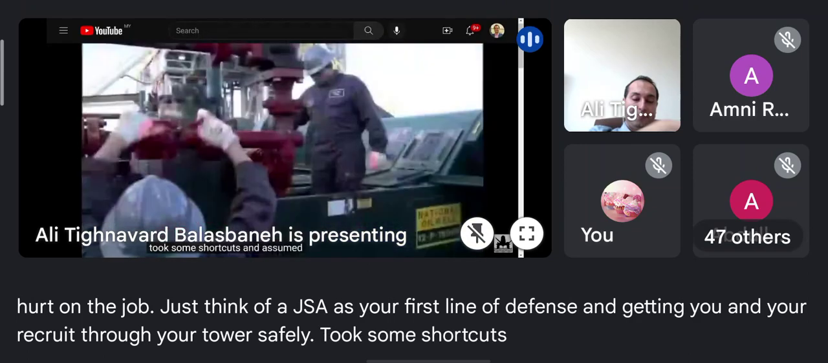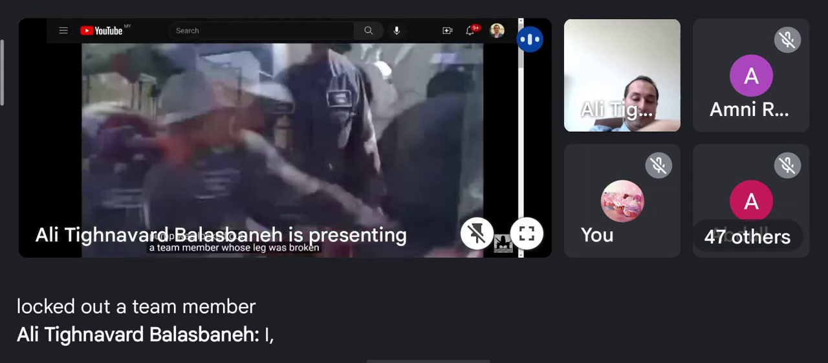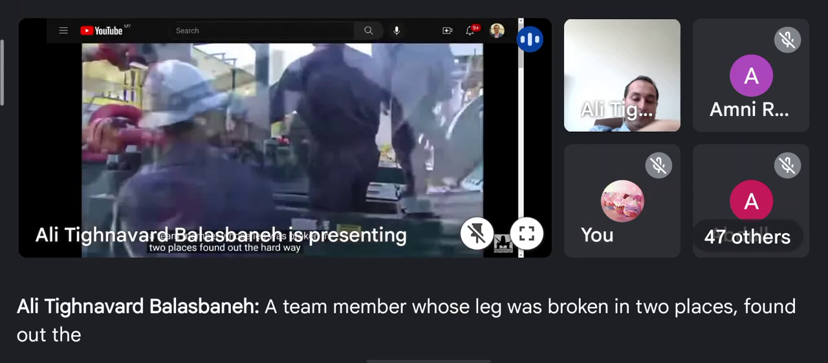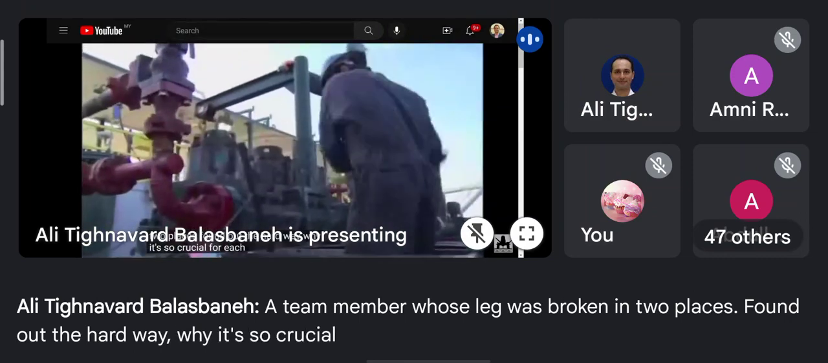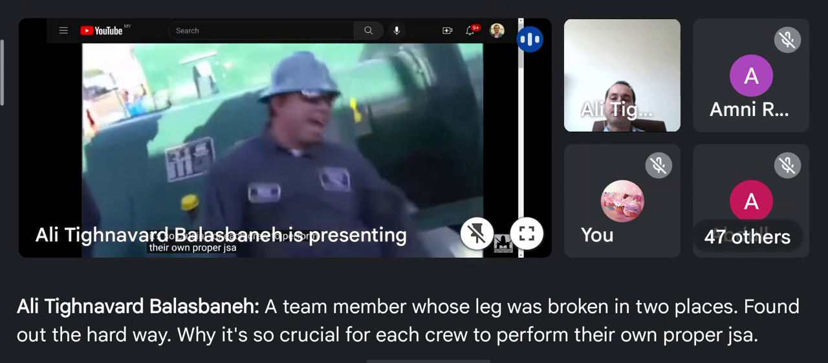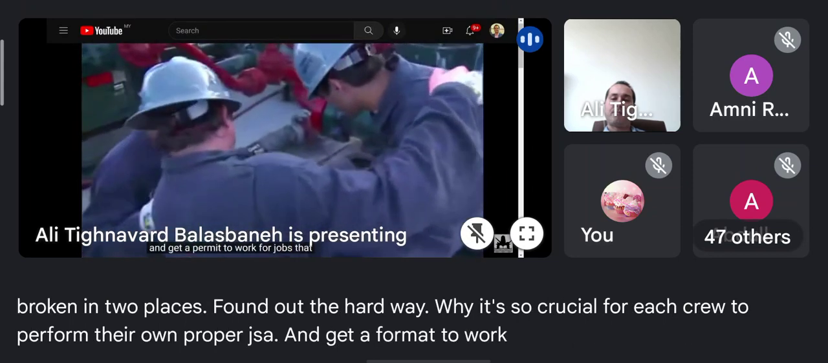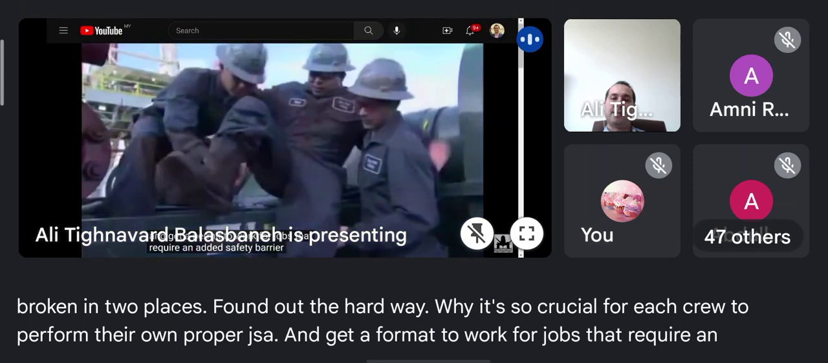Took some shortcuts and assumed that the pump was locked out. A team member whose leg was broken in two places found out the hard way why it's so crucial for each crew to perform their own proper JSA, and get a permit to work for jobs that require an added safety barrier.